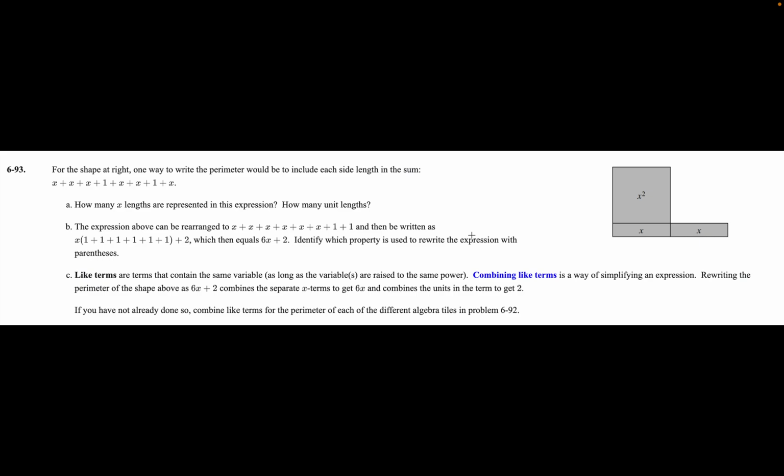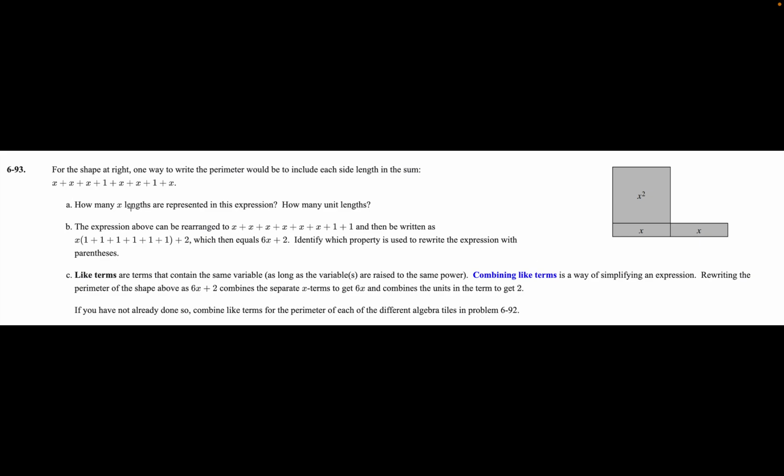For the shape at the right, one way to write the perimeter would be to include each side length in the sum. So this is x plus x plus x plus 1 plus x plus x plus 1 plus x. So it looks like they're starting around here, and they're going x plus x plus x plus 1, plus x plus x plus 1 plus x. So they're kind of just going around it clockwise.